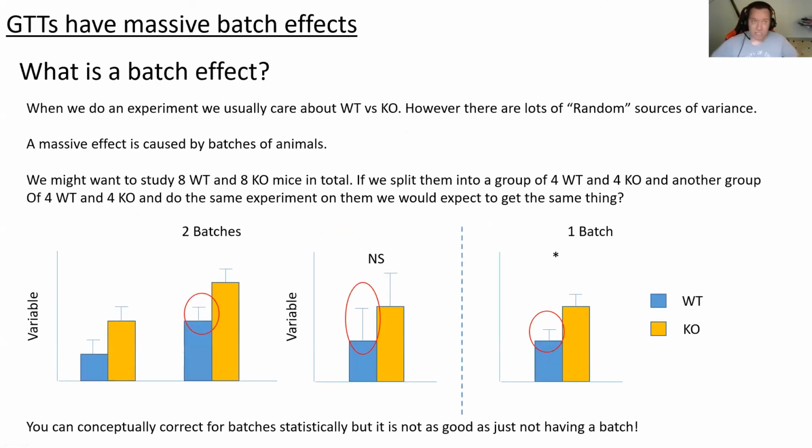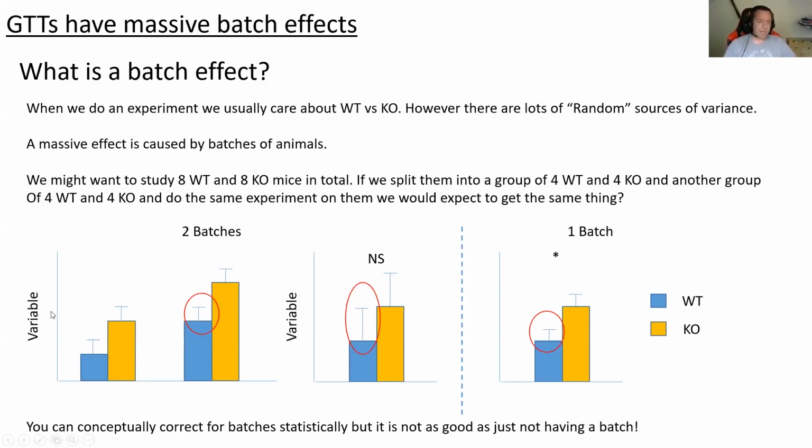I mentioned already GTTs have massive batch effects. A batch effect, for those who aren't entirely familiar, is the concept that when we do an experiment, we usually care about comparing our two intervention arms. So maybe wild type and knockout mice, treated or control mice. However, there are lots of random sources of variance, and a massive effect is caused by using batches of animals. So we might want to study 8 wild types and 8 knockout mice in total. If we split them into a group of 4 wild types and 4 knockouts, and then another group of 4 wild types and 4 knockouts, and do the same experiment on them, would we expect to get the same thing?